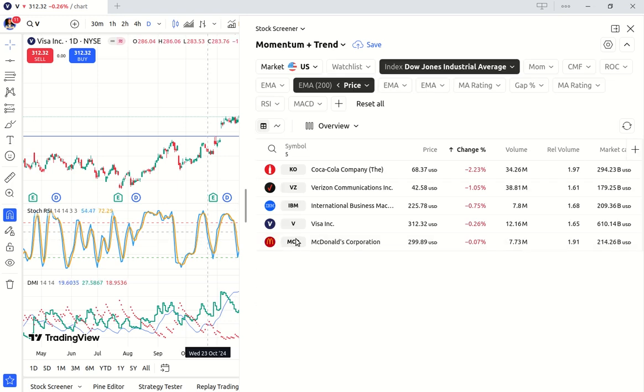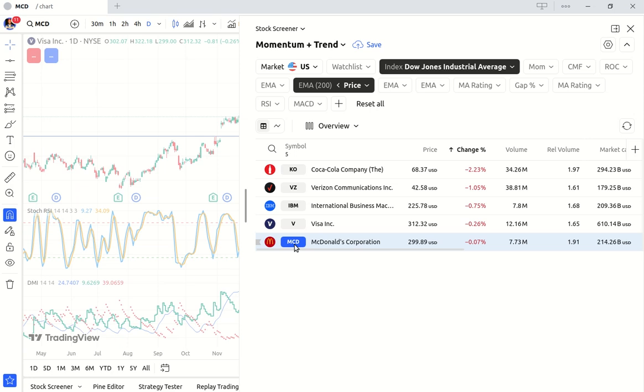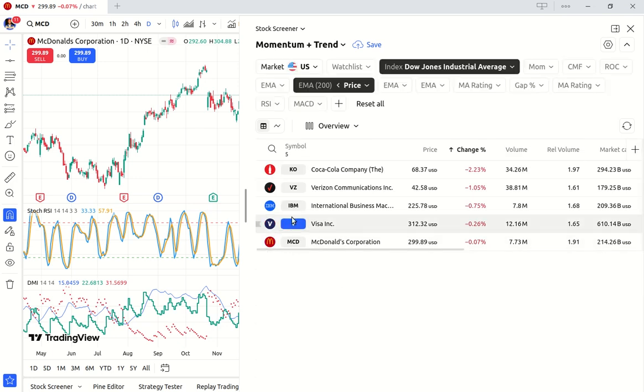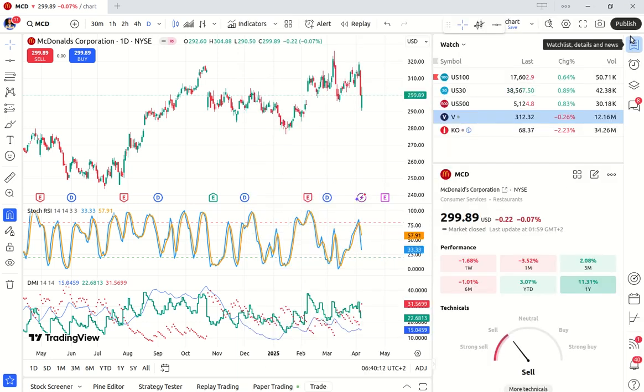What else do we have? I haven't seen anything in McDonald's. So yeah, I think Visa and Coca-Cola are the best buys right now. Dip buys.